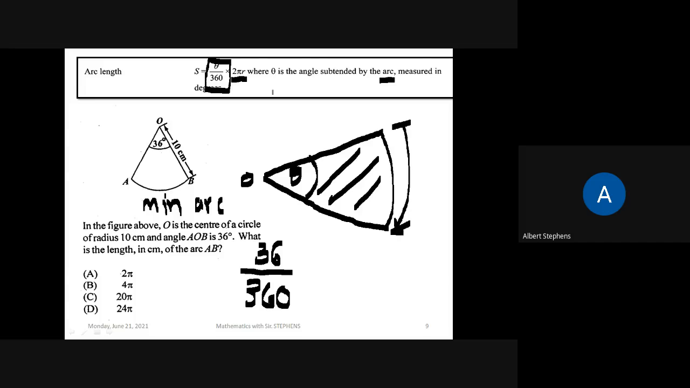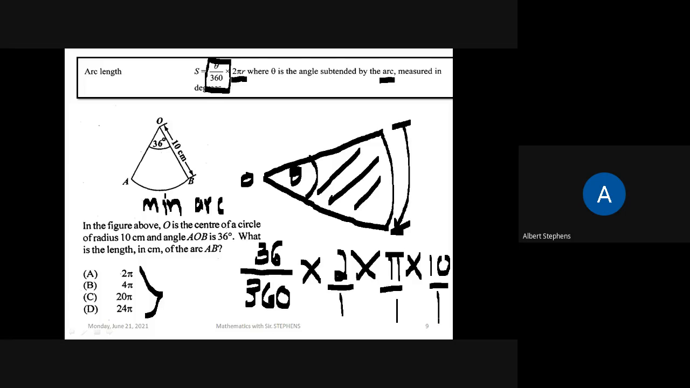All right, and this is the formula. So it's 36 divided by 360 multiplied by 2 multiplied by pi multiplied by r. Do we notice, class, look at the answers, what's in the answer? Pi. So you don't work out pi, you just leave it in the formula. What is the radius of that sector? It is 10 centimeters. And you put everything over 1 because you don't have a calculator. No calculators.